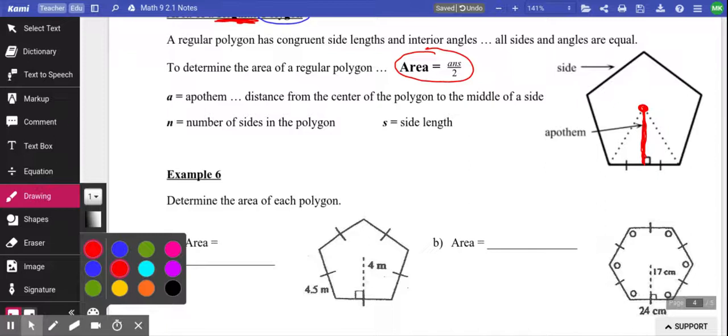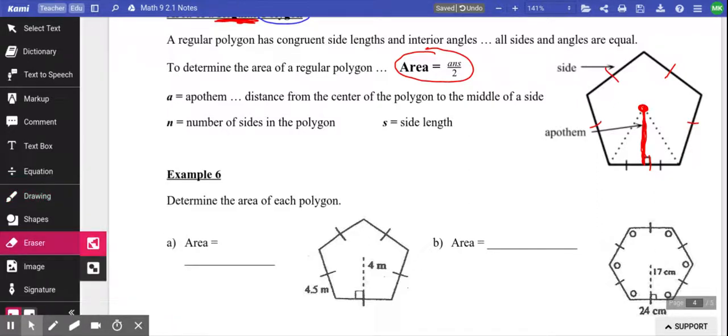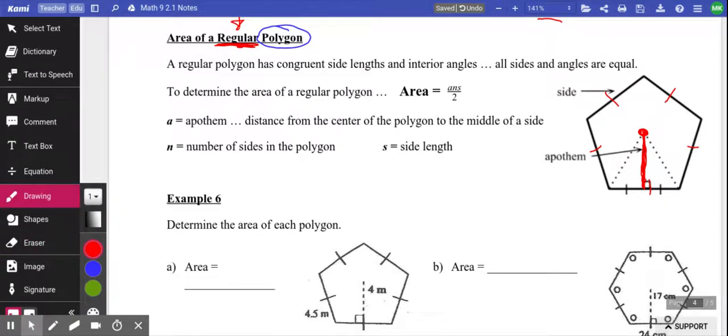The next thing you're going to know is how many sides there are. So you're going to take that value, the middle to the edge, and multiply it by the number of sides. In this case, it'd be 1, 2, 3, 4, 5. And then you're going to multiply it by how long each side is. And then you're going to divide it all by 2. So it's that answer divided by 2. Make sense? Yeah. We're going to try it.